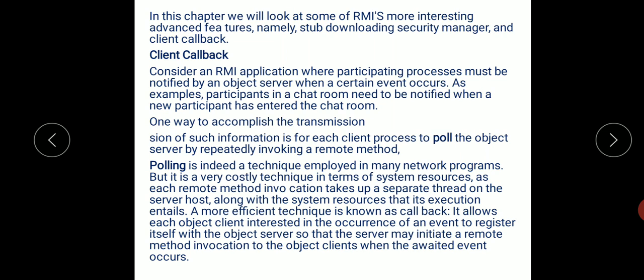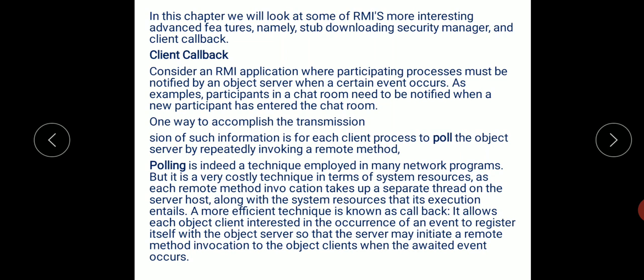Consider an RMI application where participating processes must be notified by an object server when a certain event occurs. For example, participants in a chat room need to be notified when a new participant has entered the chat room. One way to accomplish the transmission of such information is for each client process to poll the object server by repeatedly invoking a remote method. So what is this polling?